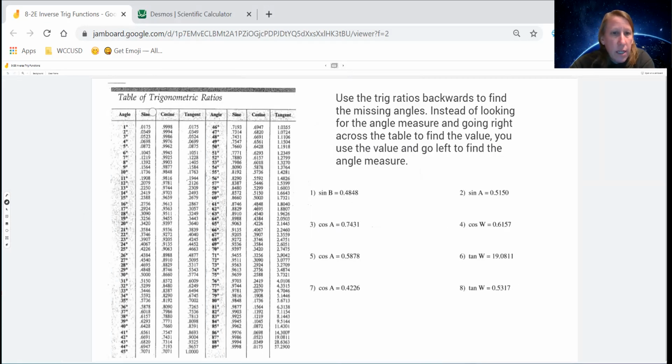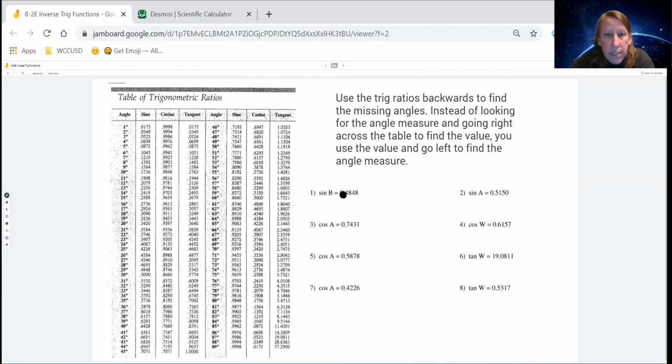Here we have our table of trig ratios. And to do the inverse function, instead of finding that the sine of a 30-degree angle is 0.5, instead of finding this number, now we're going to work the table backwards and find the angle measure. So inverse trig functions are for when you want to find a missing angle.